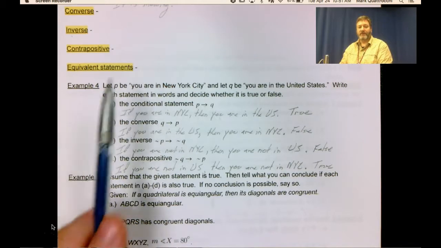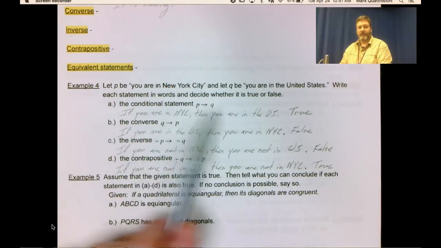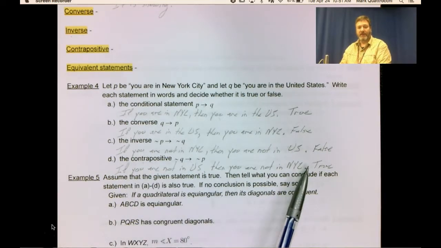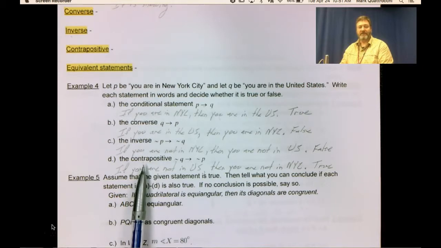But what are equivalent statements? Conditional statement is true, contrapositive statement must be true. If the conditional statement is false, contrapositive statement must be false. They are logically equivalent. They always have the same truth value. Converse and inverse are logically equivalent. They must have the same truth value. If the converse is true, the inverse is true. If the converse is false, the inverse is false.